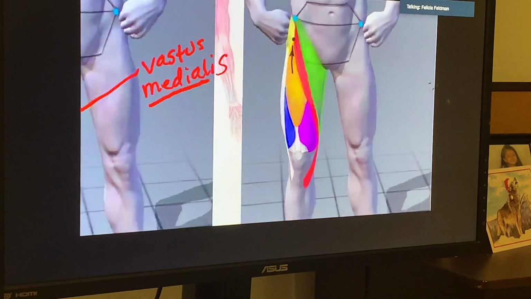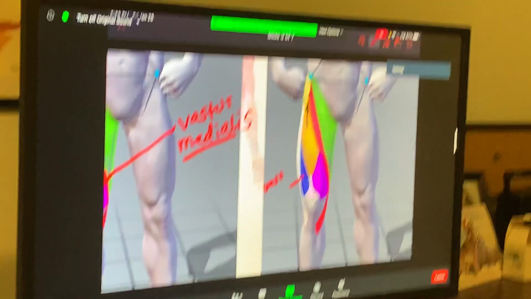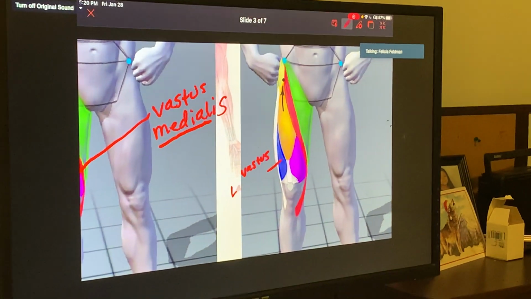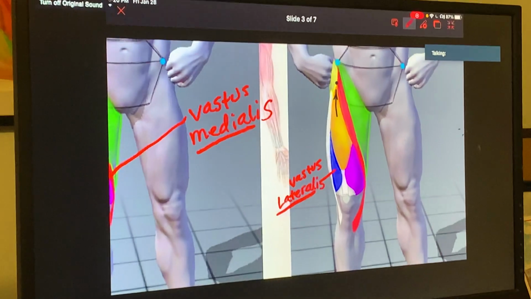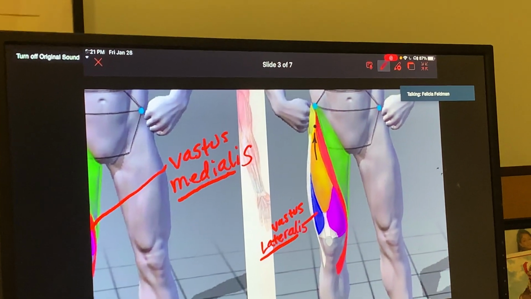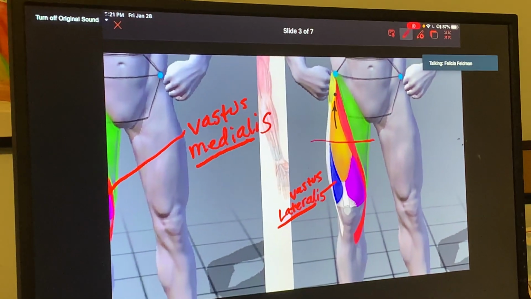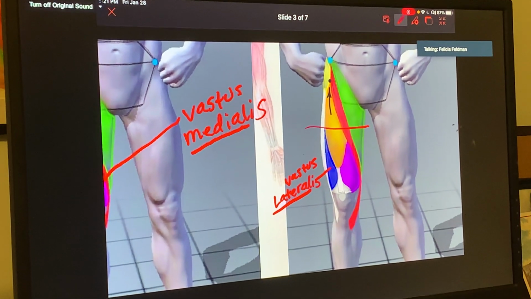All right, and then lastly, we have our vastus lateralis. It's the thing that covers your knee. Because lateral, get it? Lateralis. This one sits a bit higher outside than the medialis, right? Note where the blue ends and the purple begins, right?